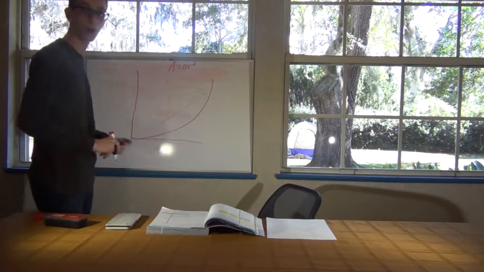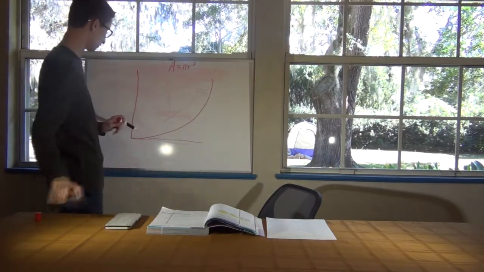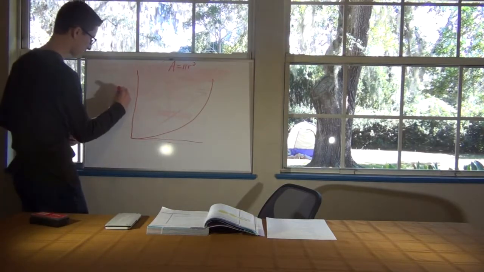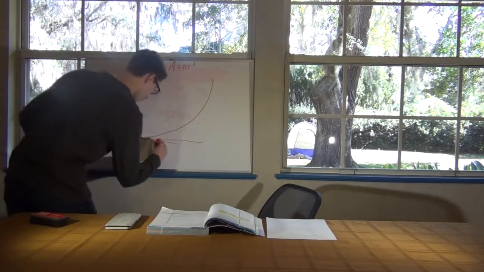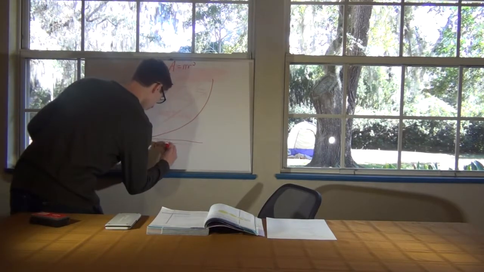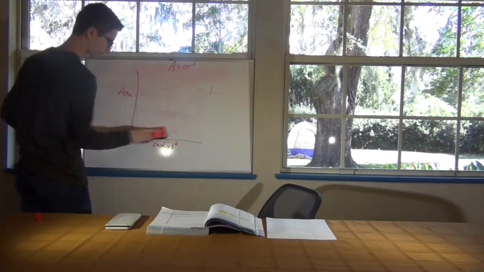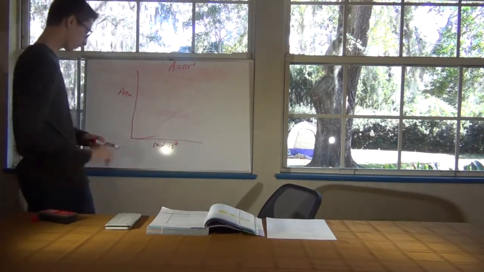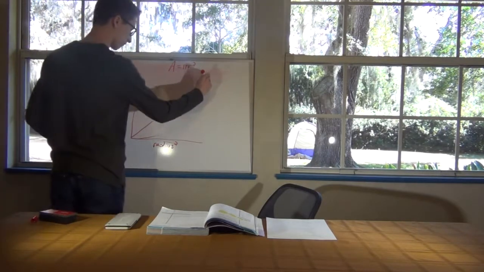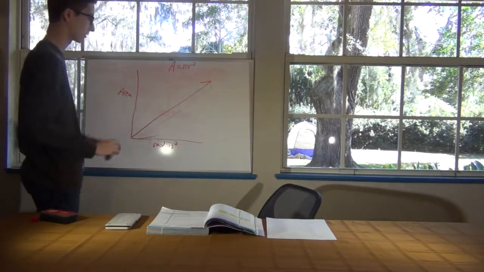So if you square all your values for the radius, if you take the graph of the area over the radius squared, you'll end up getting a linear relationship, which is like what physicists like. We like having a linear relationship.